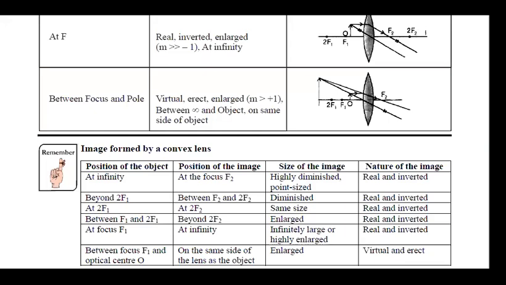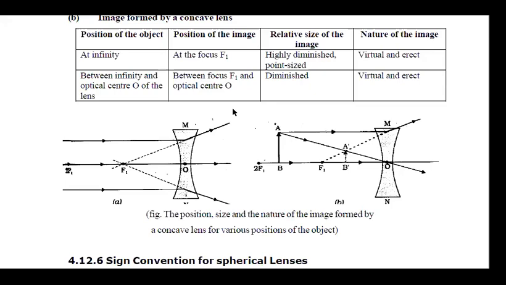Don't you think the concept will be same here? So when we talk about concave lens, in this also there are only two types of image formed. One at focus and second between focus and optical center, diminished and virtual. Yes. Virtual, erect and diminished. Got it, everyone? Tell me, got it?